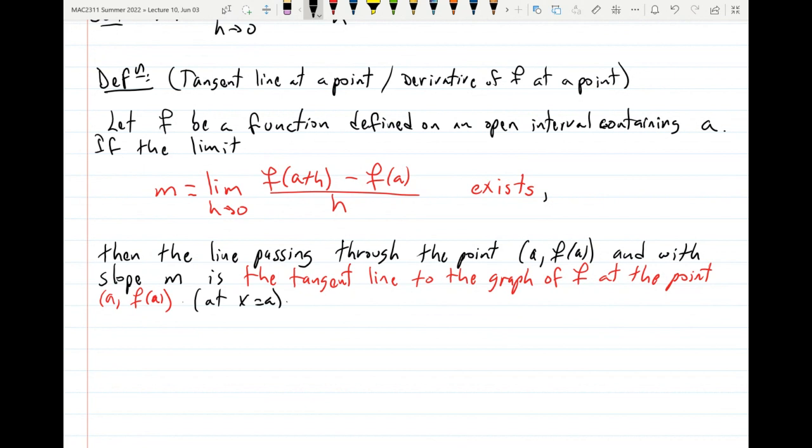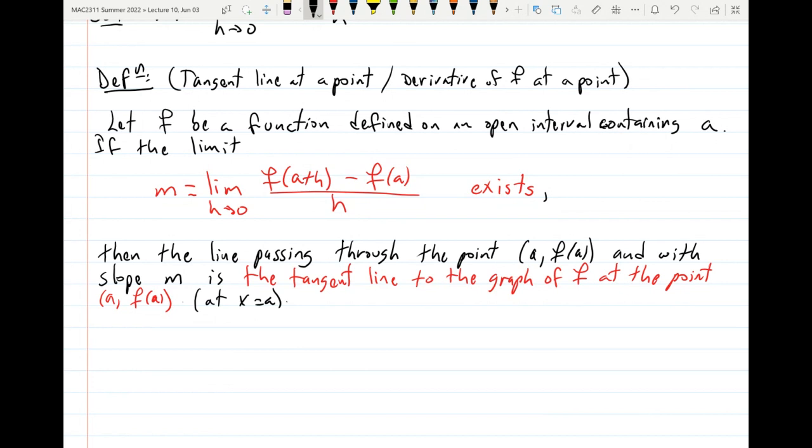Now this number m has different names. We call it the slope of the graph of f at the point x equal a. We also call it the derivative of f at the point x equal a. And another name is the instantaneous rate of change of f at x equal a. Because remember, it comes by looking at the average rate of change, and then we're taking the limit. So we're making this an instantaneous situation because it's just at a. Instead of just being 2 points, now we only have 1 point in question.